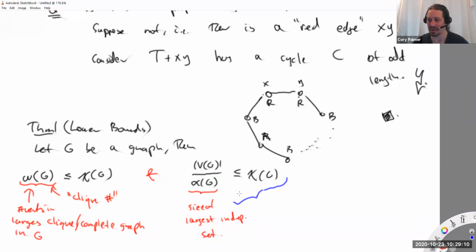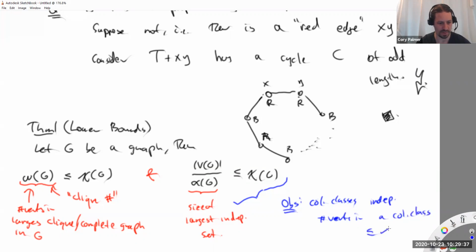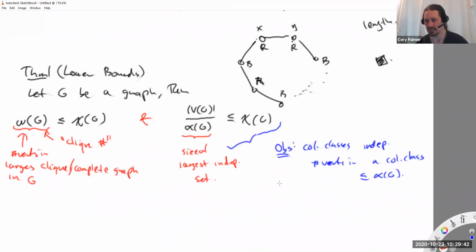Okay. So how do we prove this bound here? Let's make the following observation. Every color class is an independent set, right? So the number of vertices in a color class is at most alpha of G. You can't have more than alpha of G vertices in a color class because the color classes are independent sets.